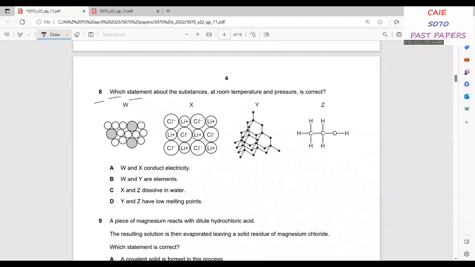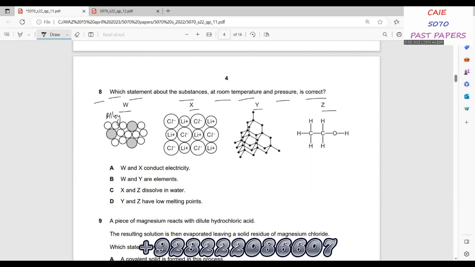Number 8. Which statement about the substances at room temperature and pressure is correct? We have W, X, Y, and Z. A. W and X conduct electricity. W is an alloy, and X is an ionic compound. So W will conduct electricity at room temperature and pressure, but X would not conduct electricity at room temperature and pressure. So this is a wrong statement.